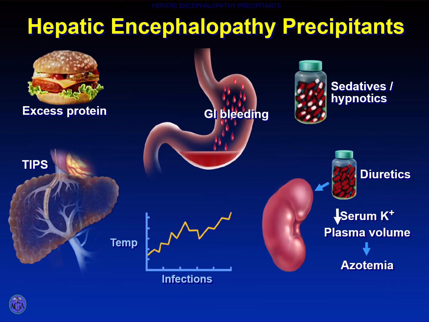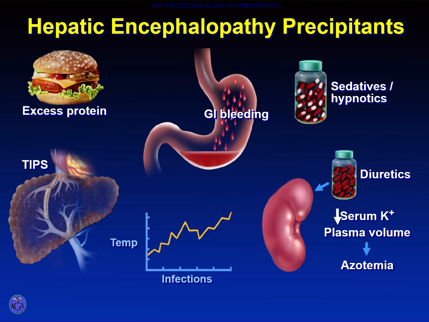So what can precipitate hepatic encephalopathy? Excess protein intake, gastrointestinal bleeding, the use of hypnotics or sedatives, any electrolyte abnormality. Some of them can be induced by diuretics, any infection, or portosystemic shunting like TIPS placement.